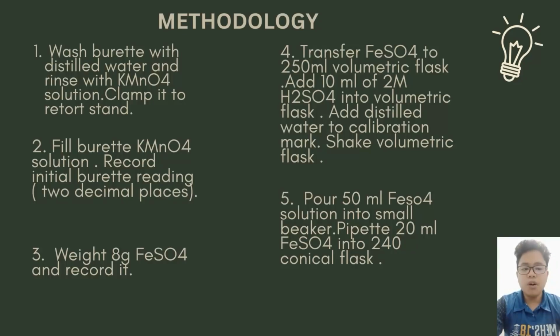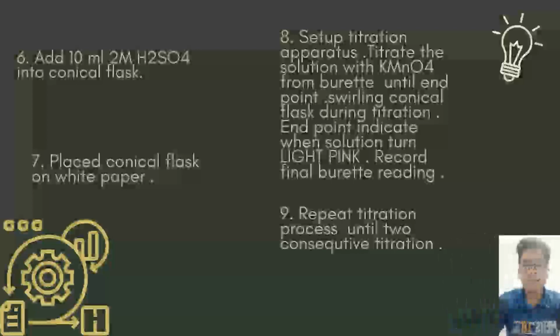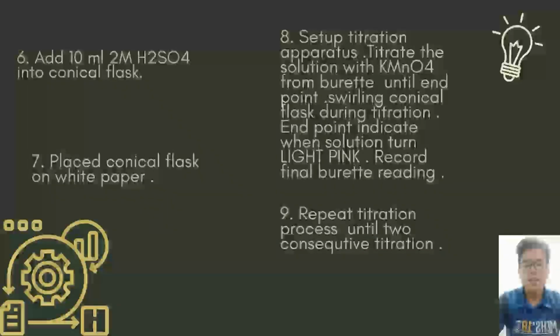Next, pour 15 ml FeSO4 solution into a small beaker, then pipette 20 ml of FeSO4 into a conical flask. Step 6 is to add 10 ml of 2 molar H2SO4 into the conical flask. Place the conical flask on a white paper. Set up the titration apparatus. Titrate the solution with KMnO4 from the burette until the end point.